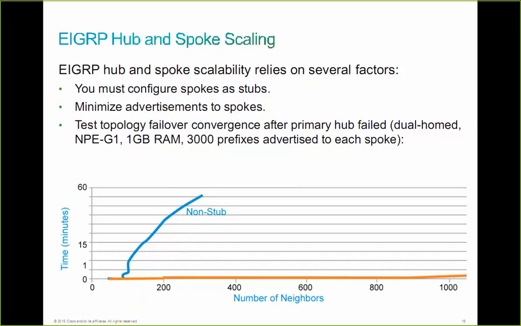All right. So I guess the point is, if you look at this diagram, that it really does demonstrate how much efficiency is gained by using summarization, stub features, and so on in an EIGRP design, particularly in a hub and spoke design. All right.